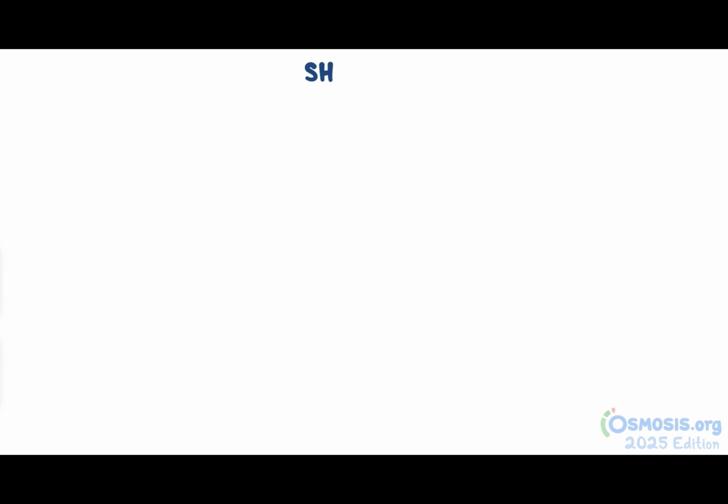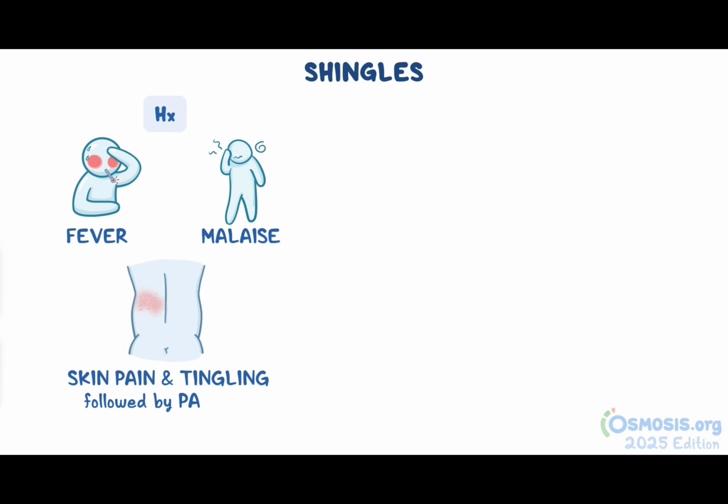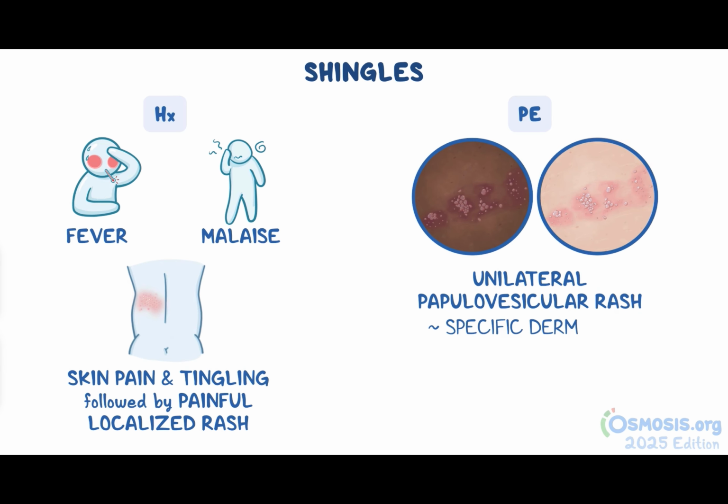Next, let's discuss shingles. Patients may sometimes start with a prodrome of fever and malaise, but more commonly, the first sign is skin pain and tingling, followed by a painful localized rash. The physical exam will show a unilateral papulovesicular rash isolated to a specific dermatome.